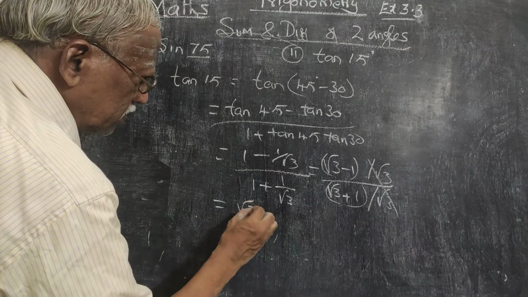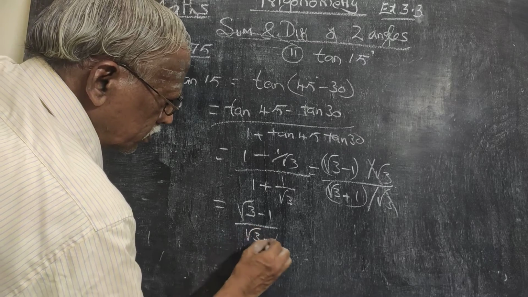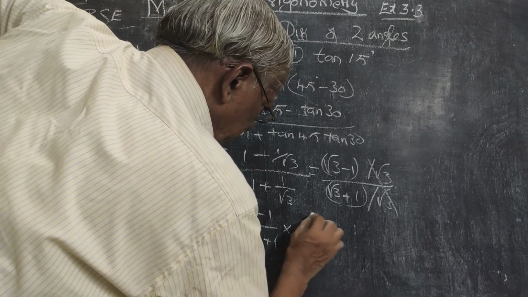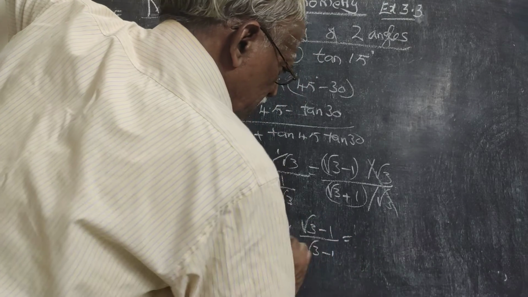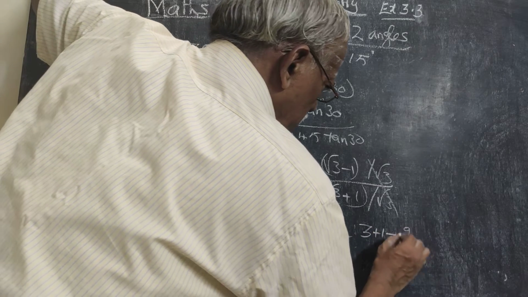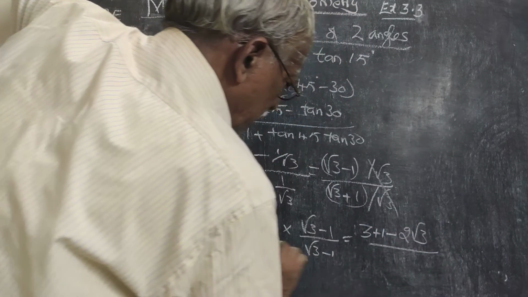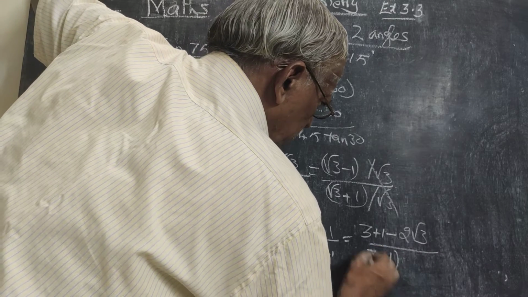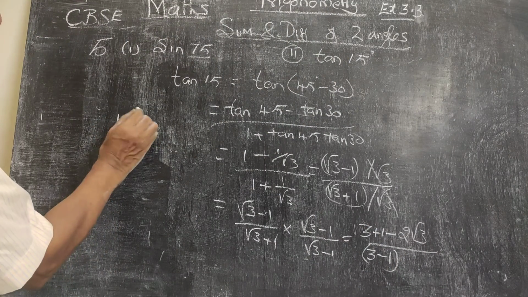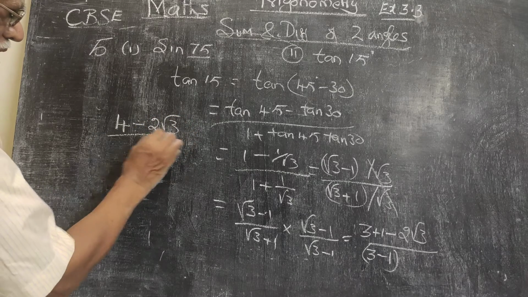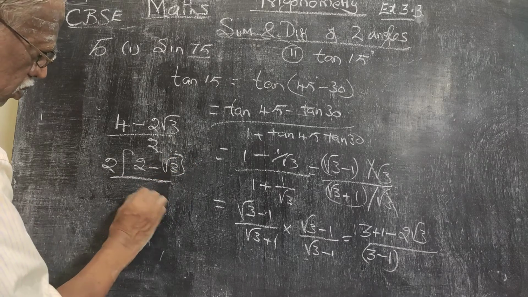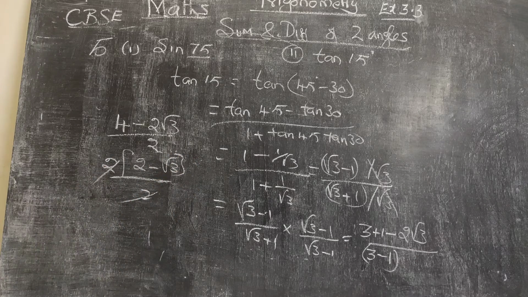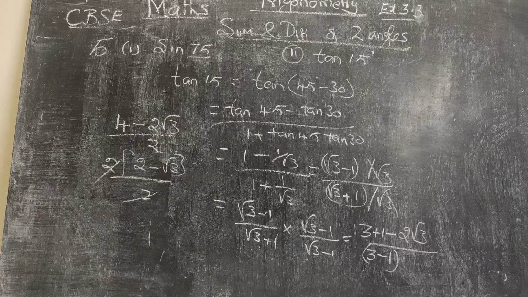That can be rationalized so that you will get a nice figure. Root 3 minus 1 divided by root 3 minus 1. So a minus b the whole square: 3 plus 1 minus 2 root 3, divided by a plus b into a minus b, so a square minus b square. So this part is 4 minus 2 root 3 divided by 2. Taking 2 common you get 2 minus root 3 by 2. So this will be the value. Tan 15 value is 2 minus root 3. So we have discussed 5 sums.